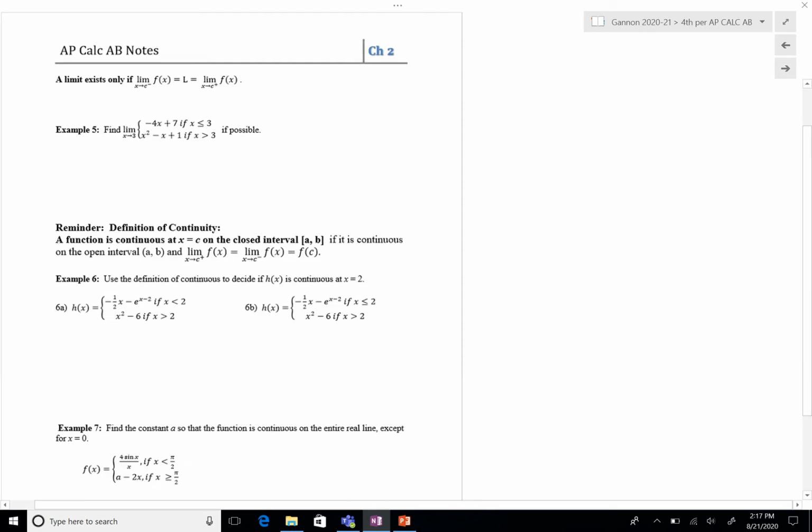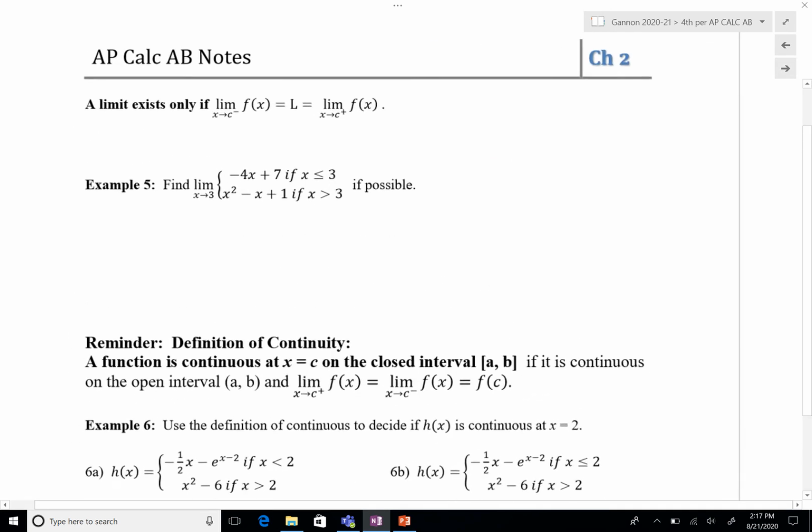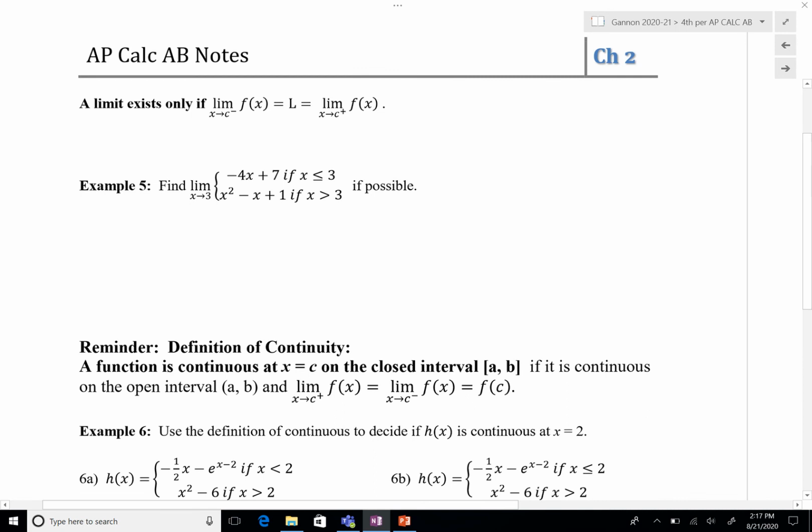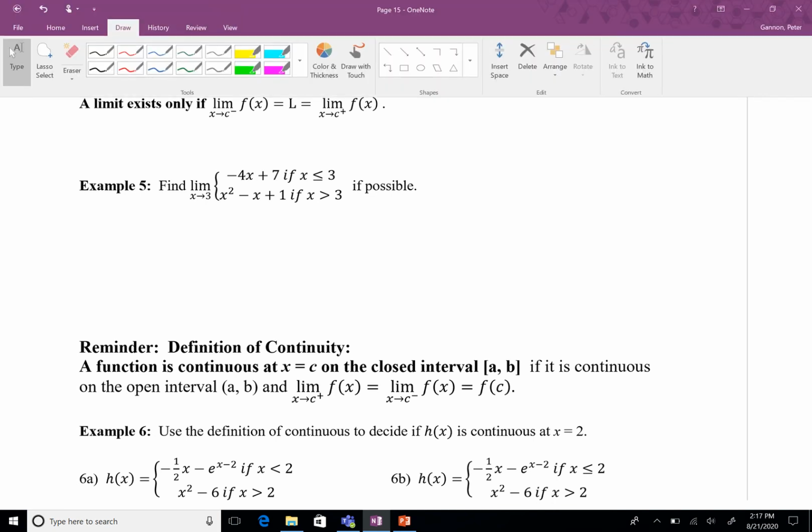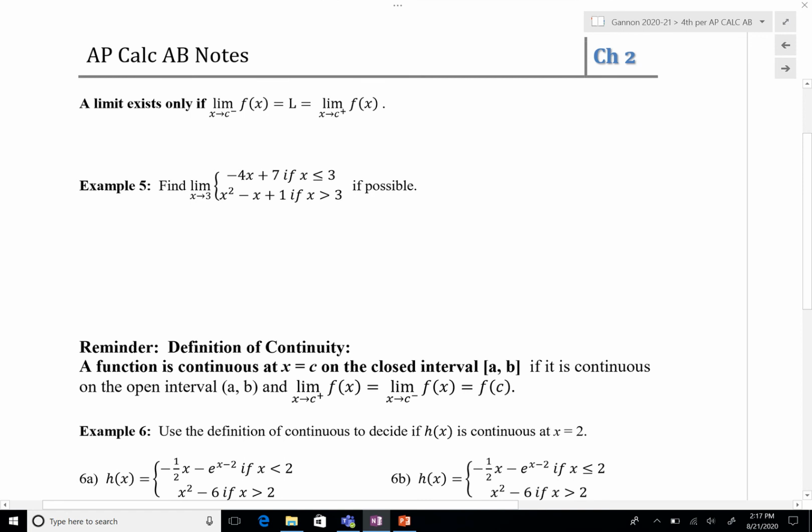All right, moving on to the next example. So these are just some reminders. It says a limit exists only if the limit as x approaches c from the left of f of x is equal to L, and the limit as x approaches c from the right of f of x is equal to L. So the left-handed limit and the right-handed limit have to be equal for that limit to exist. So if we wanted to find the limit as x approaches 3 of this piecewise function, what we're going to need to do is find the left-handed and the right-handed limit and see if they're equal.